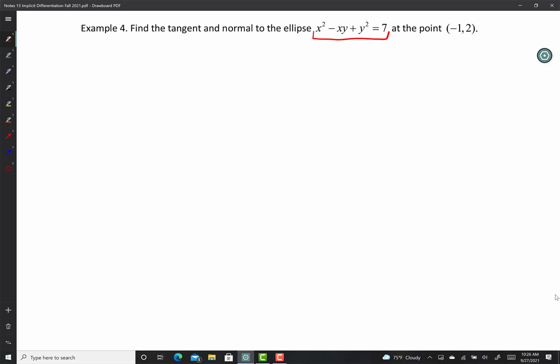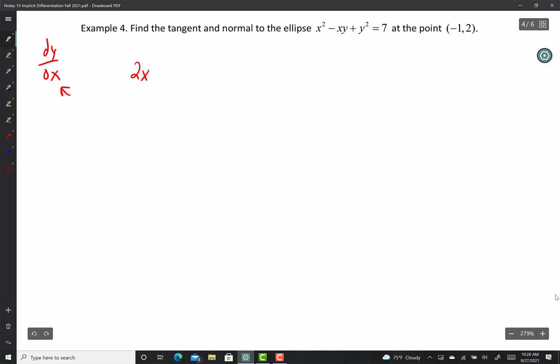I already got the point. Now I need the slope, the derivative. So by slope, I mean dy/dx. Yes or no? So do not try to get this into y equals anything. You probably can, but do not try it. Just take the derivative right off the bat, implicitly. So we're taking the derivative with respect to what letter? X. So what's the derivative of x squared?